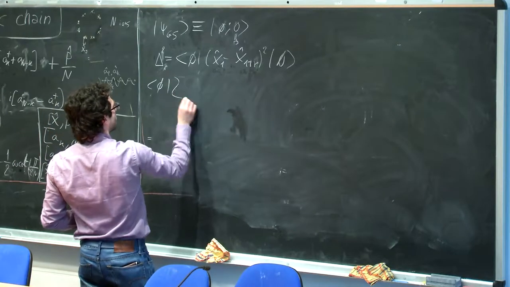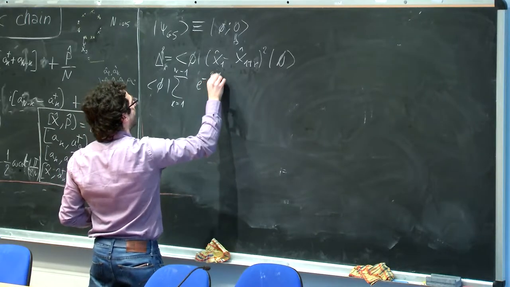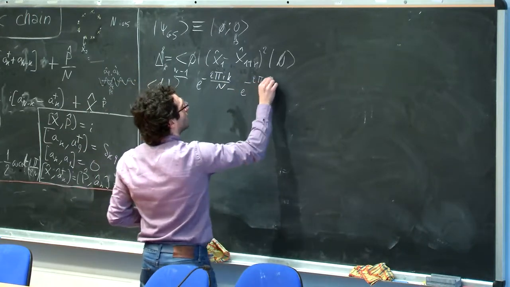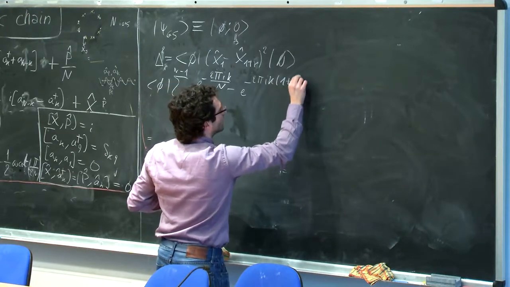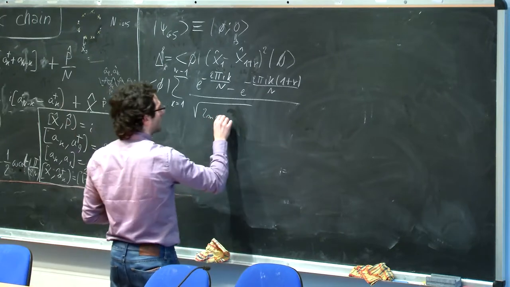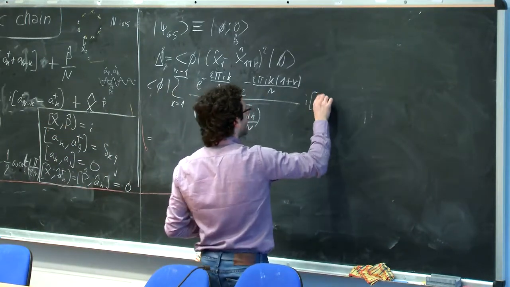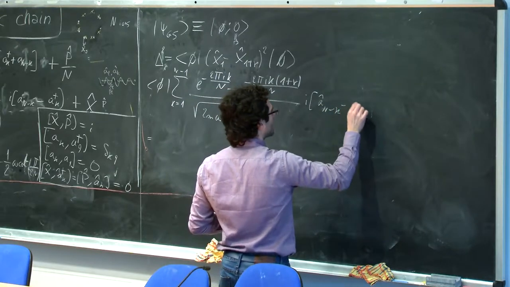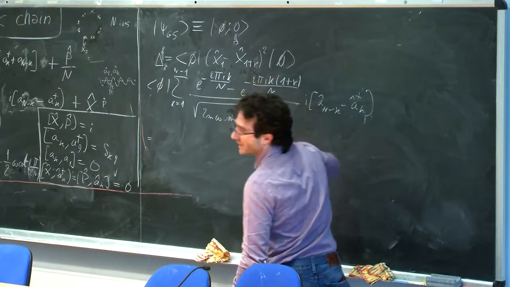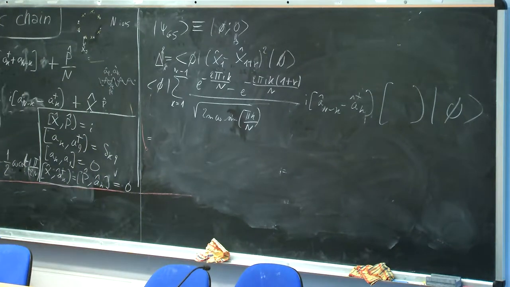So this is equal to the sum over k of e to the minus 2 pi i k over capital N minus e to the minus 2 pi i k (1 plus r) over capital N, everything divided by the square root of 2m omega, sine of pi k over capital N, times i a dagger N minus k minus a k. This times itself, because it's squared, this times the same expression, the vacuum expectation value.